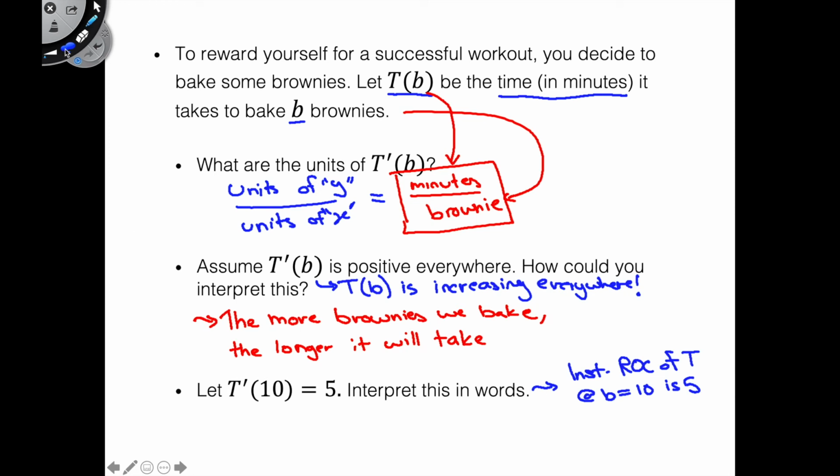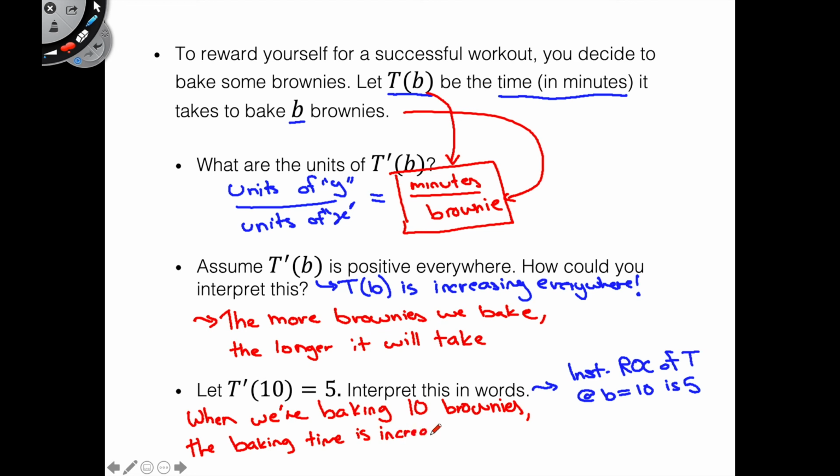So what that tells us is that when we're baking 10 brownies, the total baking time is increasing at this 5 here, which is going to be 5 minutes per brownie, right? 5 minutes per brownie. So that's a pretty neat idea there.